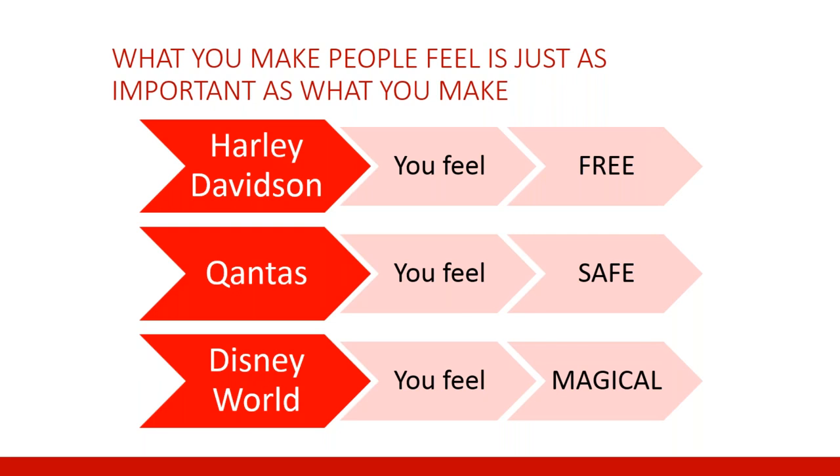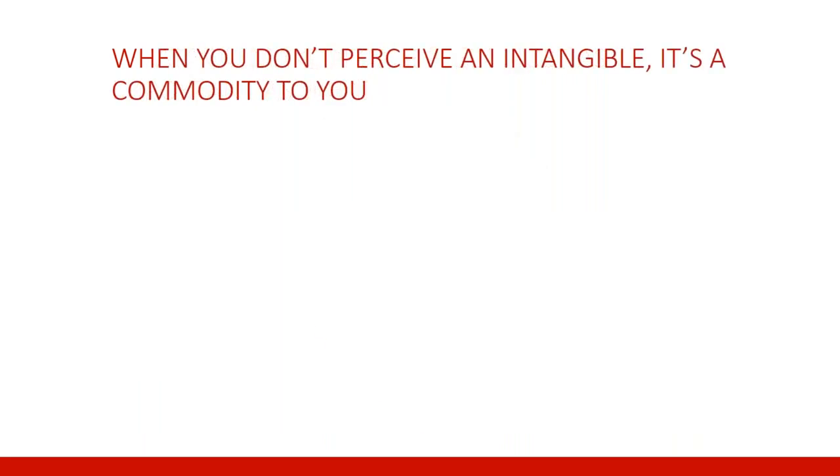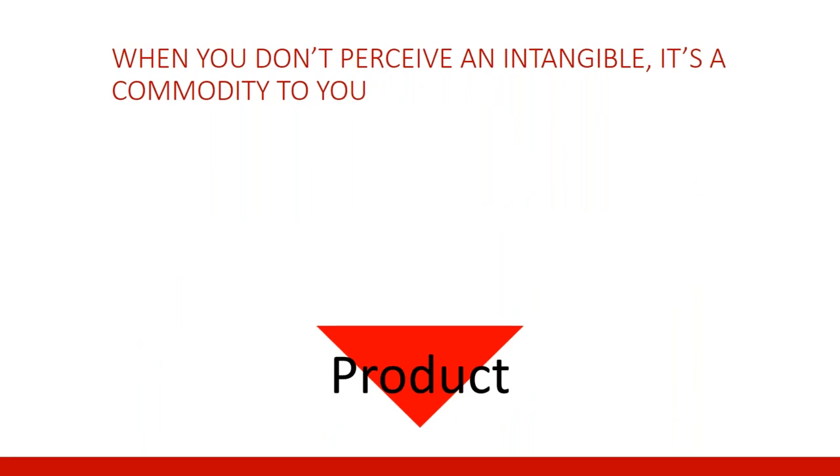So when you don't perceive an intangible, that's when it becomes a commodity to you. Now, a commodity is a product or a service, cause or an organization with no perceived intangible attributes. It's basically either what you do or what you sell. Brands compete on their intangible attributes. Commodities compete on price or convenience.